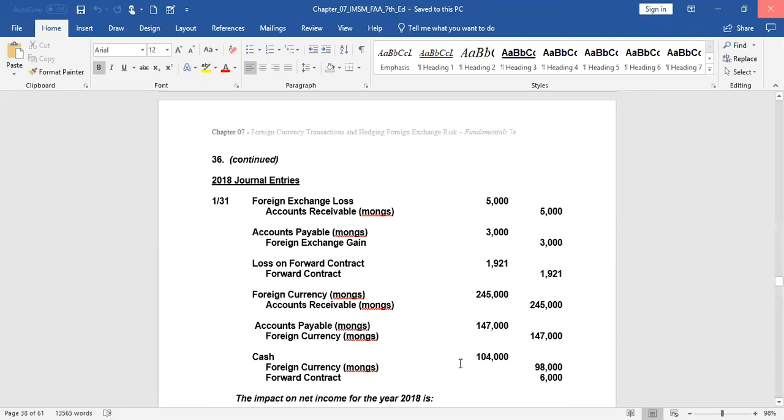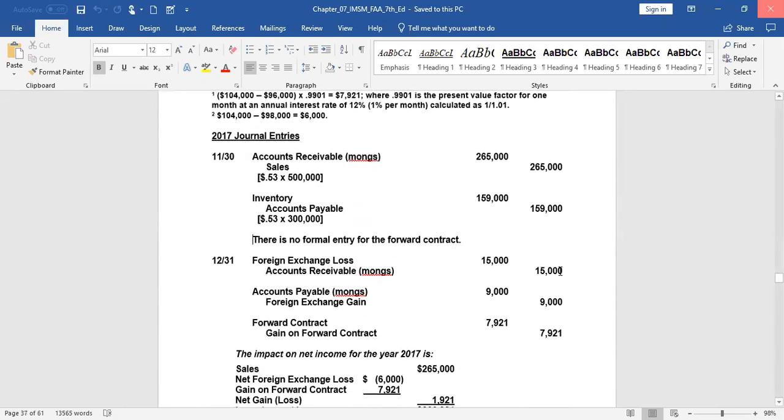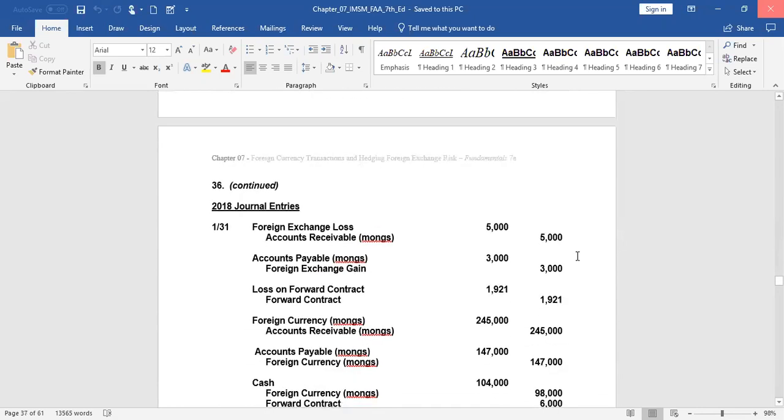Now, if we just take a time out and do a T account for our accounts receivable, let's go back up to November 30th. Remember, we debited that for 265, and then due to this loss that occurred last year, we had to credit it for 15, and now we're going to credit it again for 5,000. So as of right now, the balance in accounts receivable has decreased 20,000 overall to $245,000.